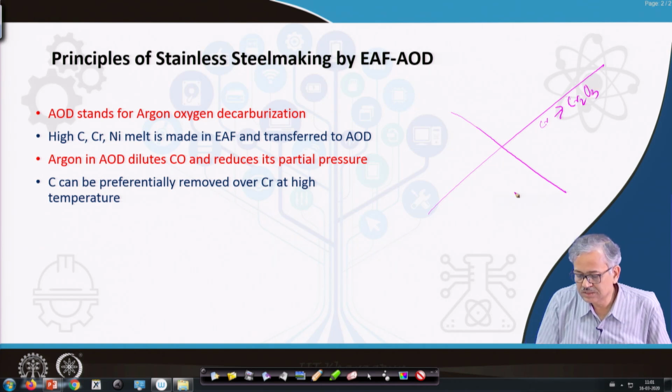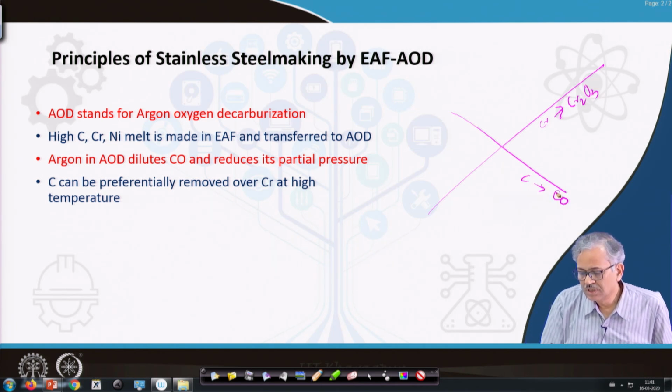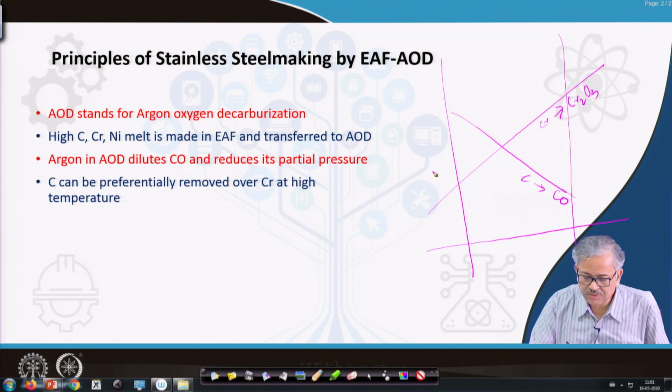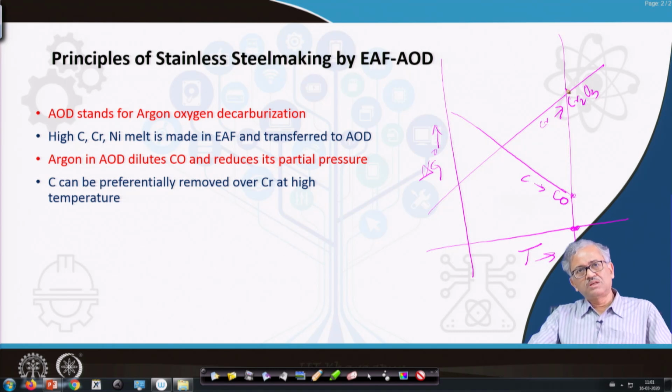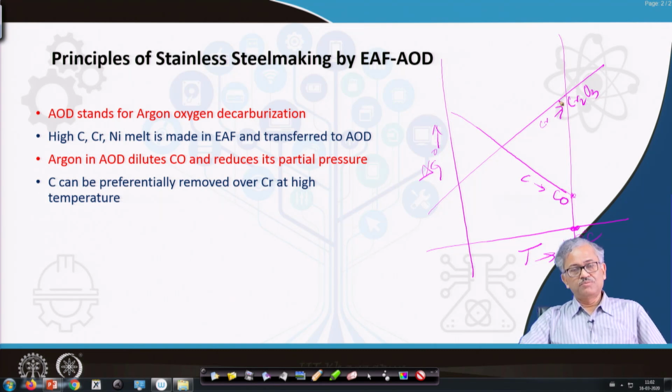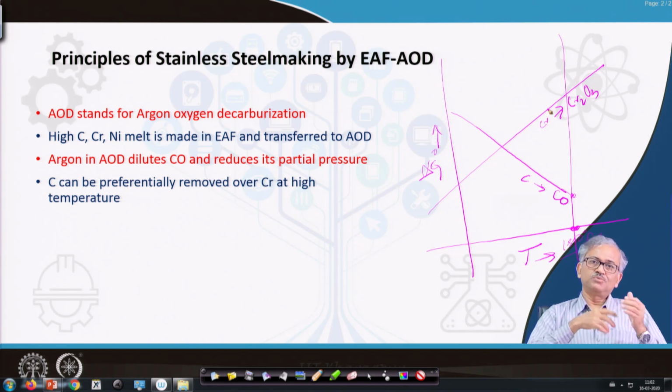Cr2O3, and this is your C to CO. So at higher temperature, if you go, this is basically delta G naught versus temperature, as you know. So you can find at this temperature, this is much more stable compared to this. So basically, if your temperature is high, around 1800 degrees centigrade, at very high temperature, your CO is more stable compared to chromium oxide. So you can preferentially remove the carbon over chromium at high temperature.